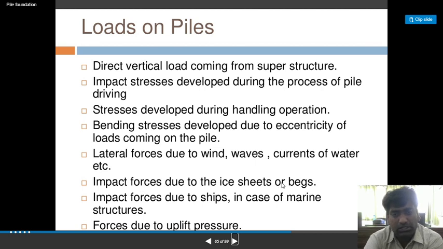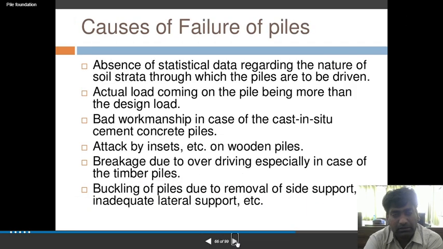Impact forces due to ice sheets or bergs. Impact forces due to ships in case of marine structures. Forces due to uplift pressure.